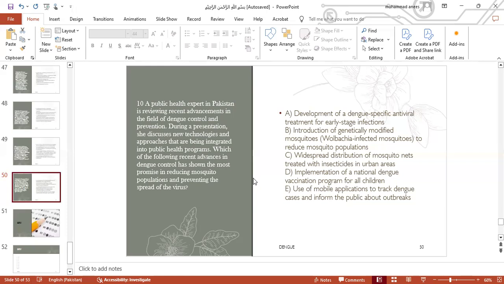B, introduction of genetically modified mosquitoes to reduce mosquito population. C, widespread distribution of mosquito nets treated with insecticides in urban areas. D, implementation of a national dengue vaccination program for all children. And E, use of mobile applications to track dengue cases and inform the public about the outbreaks. B. Yes, B is the correct answer.